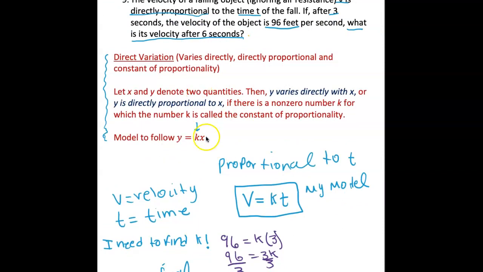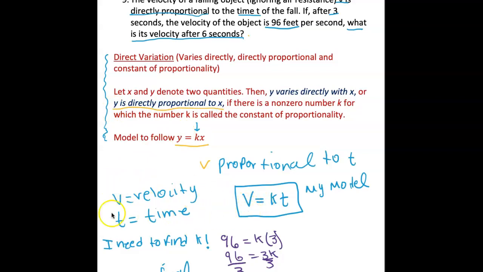Let's like that big red. So the model to follow is this one over here. Okay, I go ahead and label my variables. I know v is velocity, t is time. I know that I am dealing with v directly proportional to t, right? I think I erased something there. v directly proportional to t, right? So now I know, and it's referring to the second part of the definition, right?